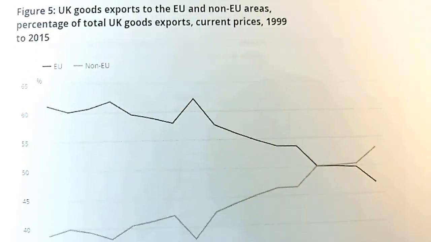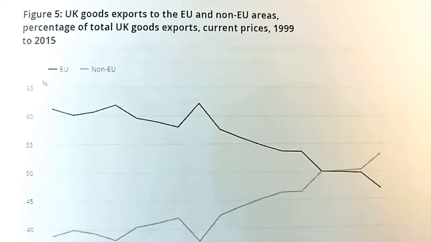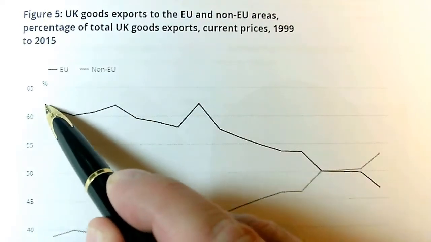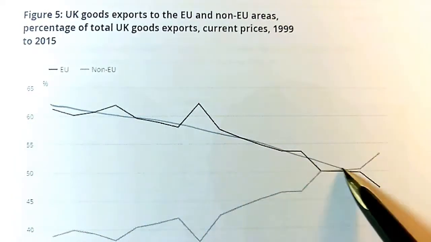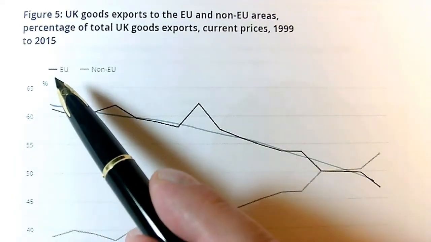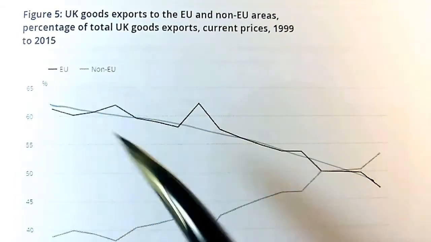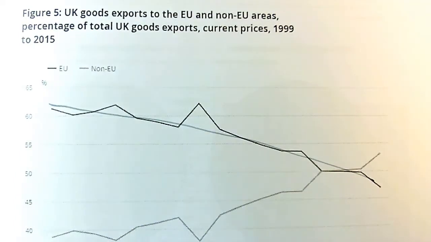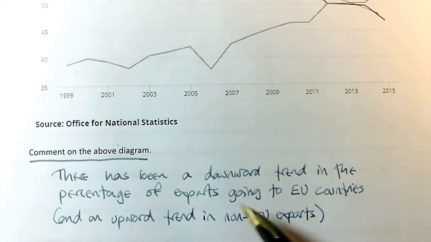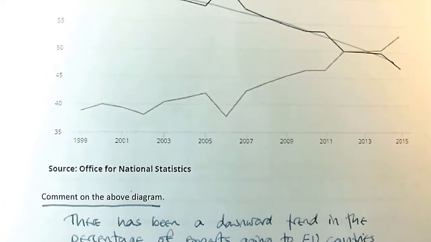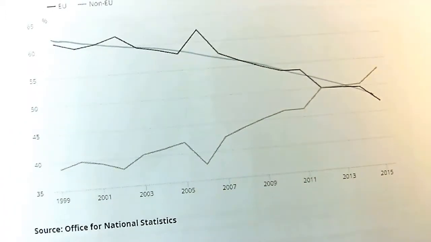So what is happening to exports? Well, we can see that there is a clear downward trend in the exports here. We can see the slightly dark one is EU. So there's been a downward trend in exports to the EU, and therefore there must have been an upward trend in the percentage of exports to non-EU countries. Okay, I think if you make one of these two points, then the other one follows from it, but it's no bad thing to say them both.